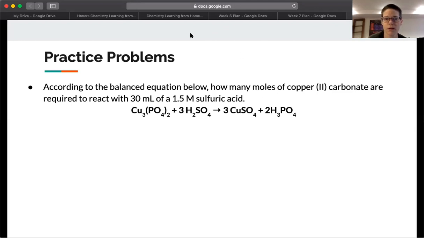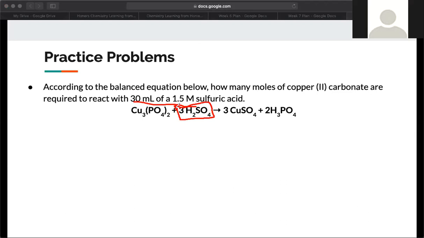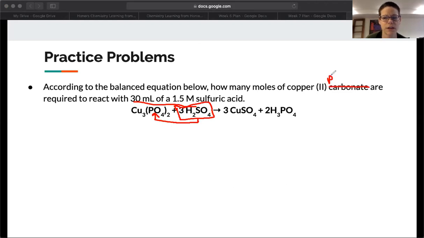Okay. So I've got this much, and I'm starting with this thing. And then what is it asking me to find? Moles of copper. I think they meant sulfate, not carbonate. Or no, phosphate. All right, but still, that's clearly phosphate.